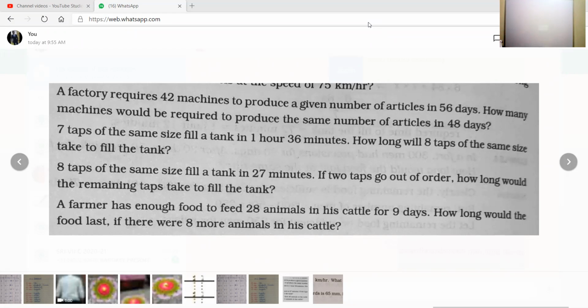Second one. 7 taps of the same size fill a tank in 84 minutes, or 1 hour 24 minutes. How long will 8 taps of the same size take to fill the tank? The more taps there are, the faster the tank fills. Again the variation is inverse, and the answer is 1 hour 24 minutes, that means 84 minutes.